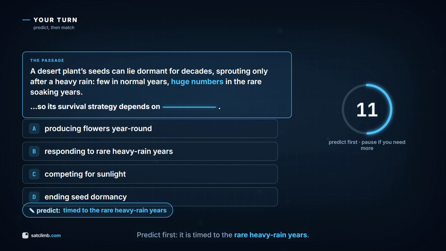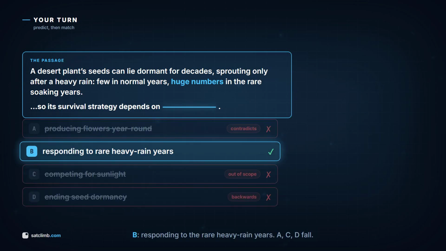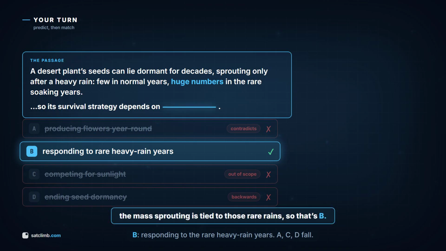Predict it, the strategy is timed to those rare heavy rain years. The match is B, responding to occasional years of unusually heavy rain. A contradicts the text, C drags in competition that's never mentioned, and D throws out the dormancy that is the whole strategy.